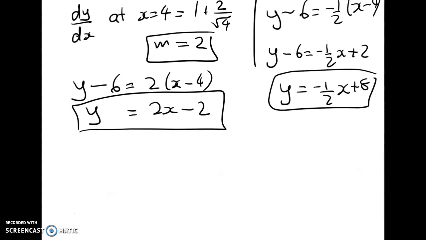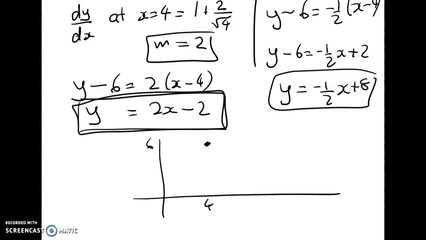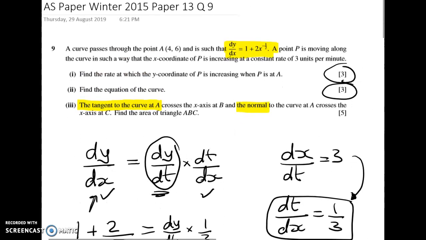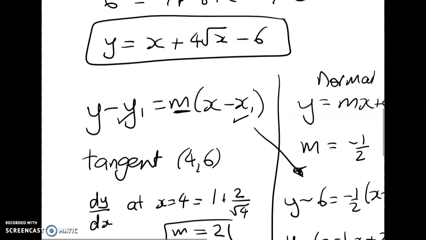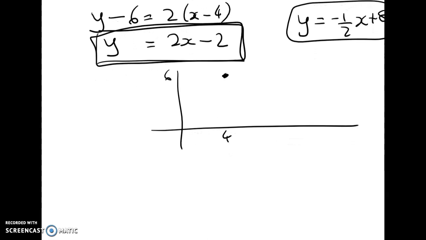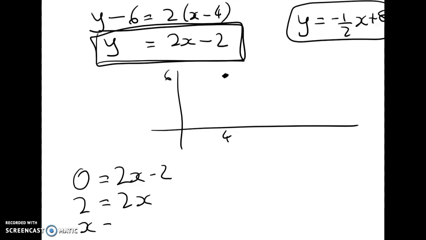Okay, so we can think about drawing those lines now, very, very badly because I'm in a hurry. Suppose this point here is 4, 6. So where does this cut the x-axis? Let's go back to the question and see what we're trying to do. We want to see where the tangent crosses the x-axis at B, and where the normal crosses the x-axis at C. So we've got these two very simple linear equations. We need to now find the x-intercepts. We do that by solving 0 equals 2x minus 2, 2 equals 2x, so x equals 1. So point B is 1, 0.